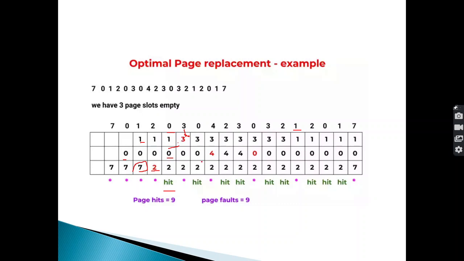Now again I want to insert 0. This is called a hit because 0 is already available. So 3, 0 followed by 2. Now the question is which element I have to replace now.